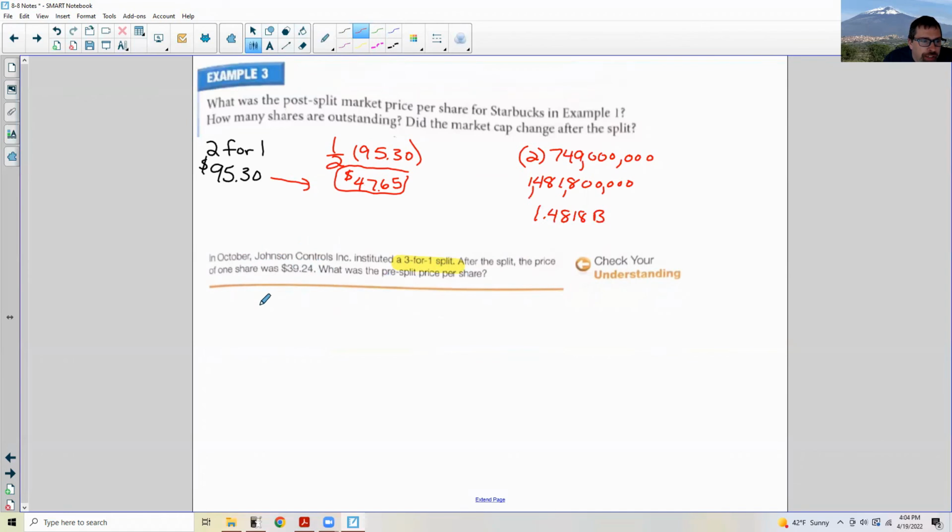So if you divided the original price by 3 to get the after-split price, to get the pre-split price, you have to multiply by 3. So the answer to this is simply 3 times $39.24. So 4 times 3 is 12, 3 times 2 is 6, plus 1 is 7, 9 times 3 is 27, carry the 2, 3 times 3 is 9, plus 2 is 11. So those stocks were $117.72 before the split. Divide that by 3, and now they're $39.24.